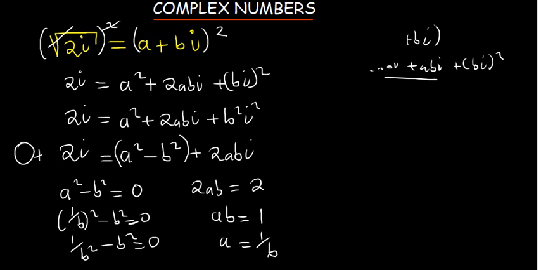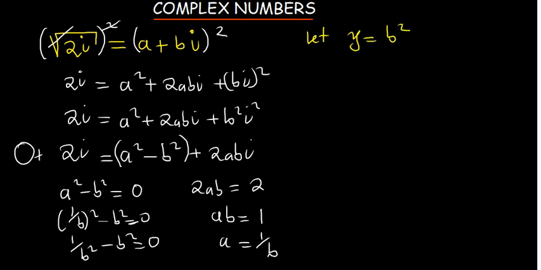Now when you want to solve this equation here, I'm going to say where there is b squared, we can let any letter. So let's say let y be equal to b squared. So where there is b squared, this will become 1 over b squared minus b squared is equal to 0. Okay, I've just gotten this one, you can see here. Now where there is b squared, I'm going to put y. So 1 over y minus y is equal to 0.